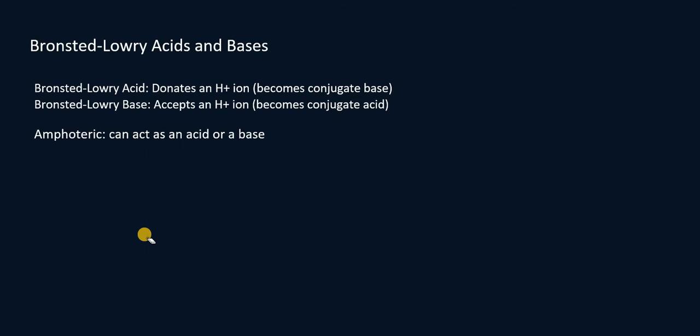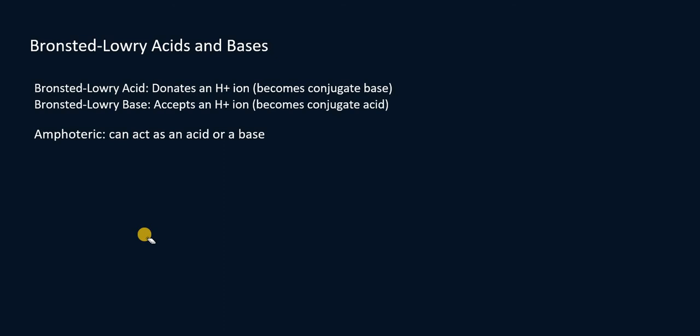So when you look at a Bronsted-Lowry reaction, what ends up happening is one compound loses an H plus and the other compound gains an H plus, and they form what's called a conjugate pair, where the original acid becomes a conjugate base because it loses the H plus ion, and the base becomes a conjugate acid because it gains the H plus ion.